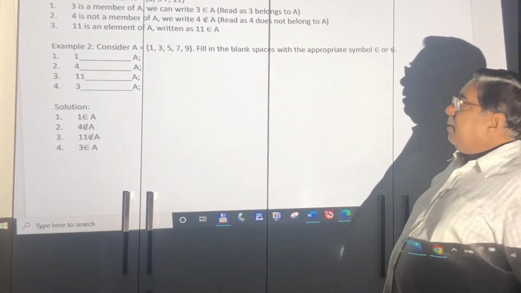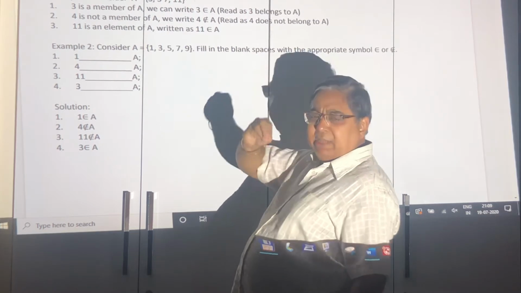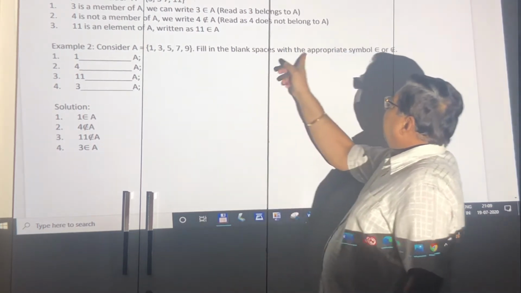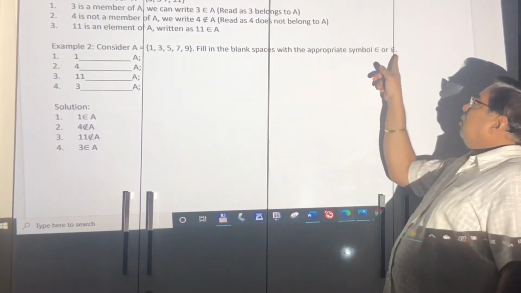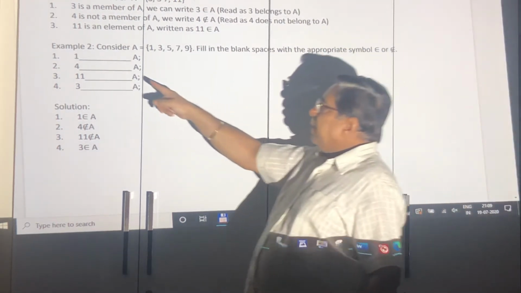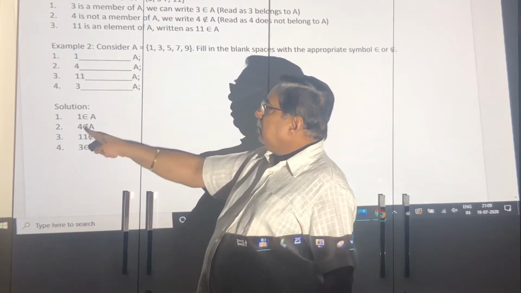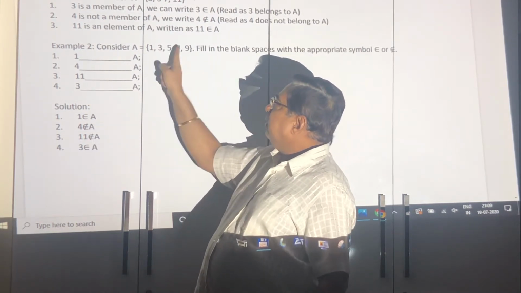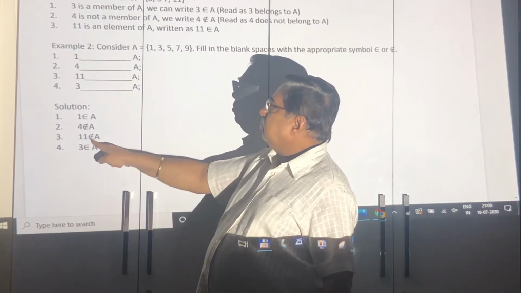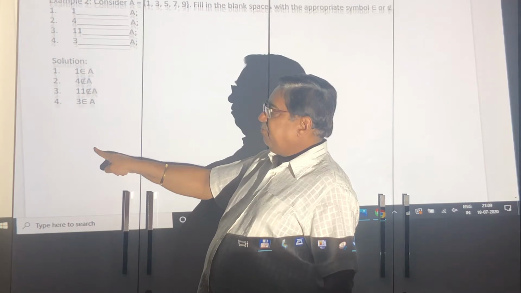Let's go to another example. A is 1, 3, 5, 7, 9. We have to fill in the blanks with the symbol. We have to put belongs to or does not belong to. 1 is there, so belongs to. 4 is not there, does not belong to. 11 is not there, does not belong to. 3 is there, belongs to. Give attention, my friends.